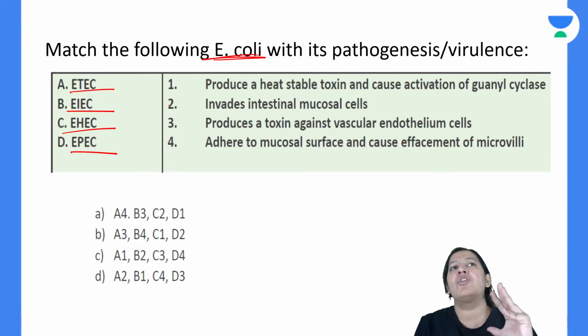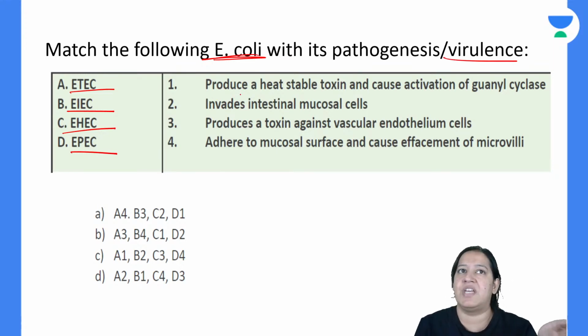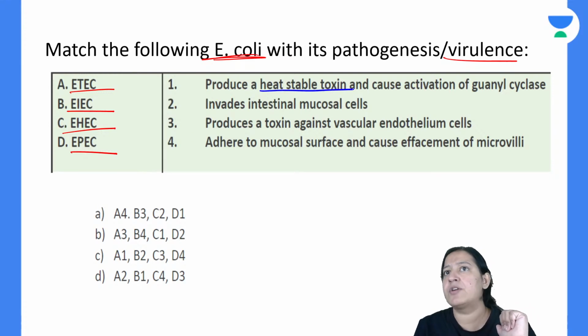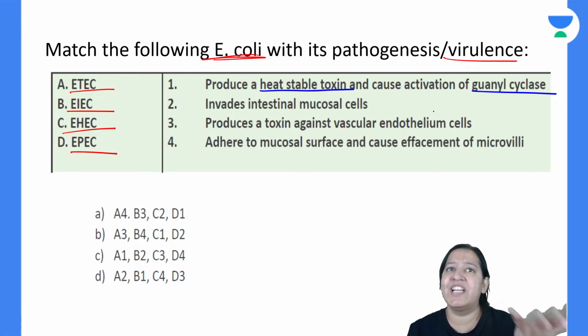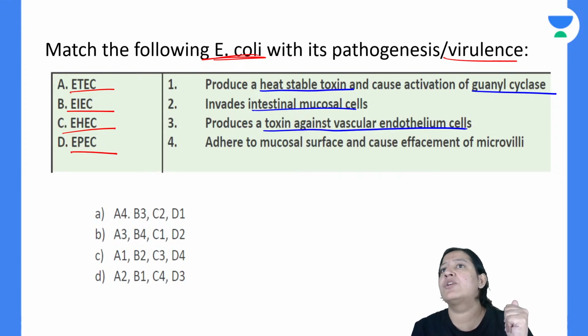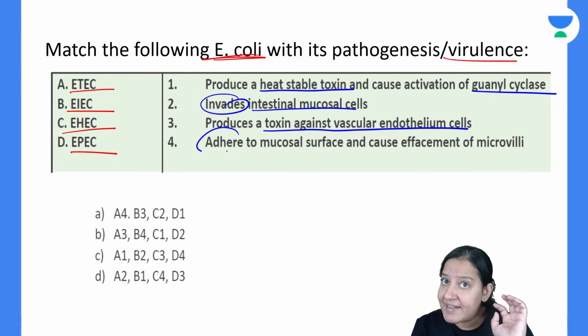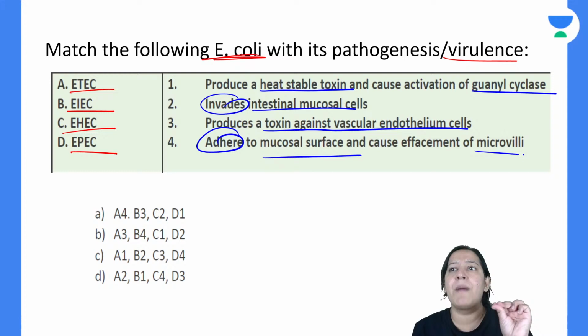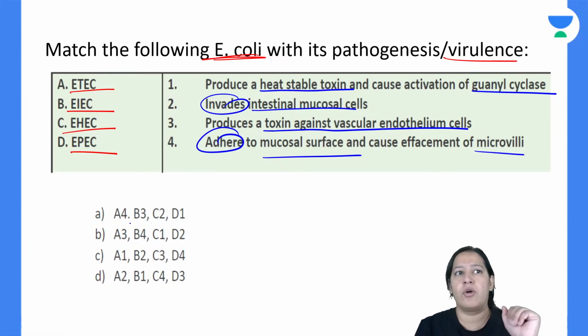So tell me, match the column. You have to tell me the mechanism of their virulence or pathogenicity. Now the 4 options are in front of you. Which one among them produces a heat stable toxin and causes the activation of guanylyl cyclase and produces cyclic GMP? Which one invades intestinal mucosa? Which one produces a toxin against vascular endothelial cells? And which one does not invade but adheres to the mucosa, affects the microvilli of the intestine and causes the toxin?